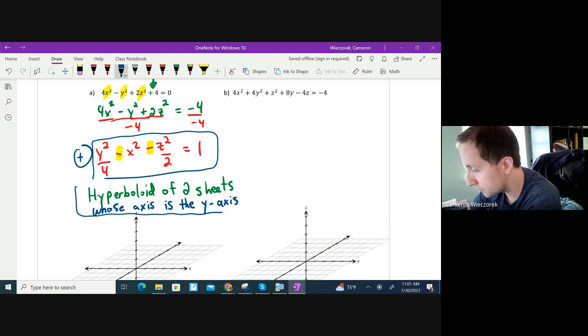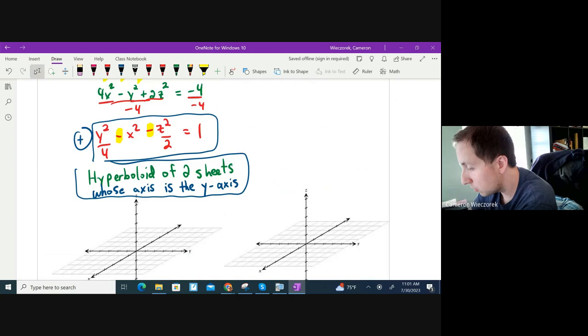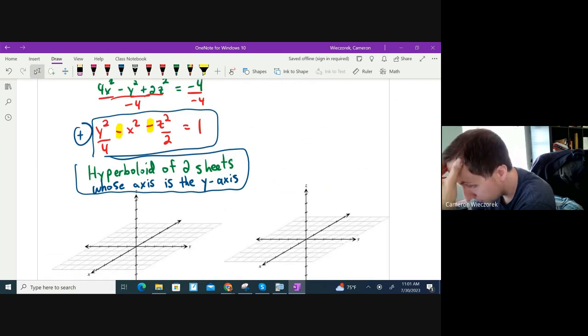Here's my quadric surface. And last but not least, here's my graph. The intercepts, remember, are all for the hyperboloid of two sheets. You're only going to have intercepts along the axis of symmetry. So in this case, I know there's no x and z intercepts. They would be complex numbers.